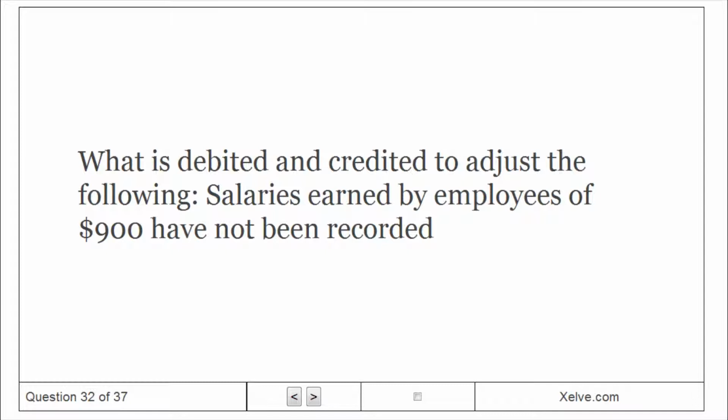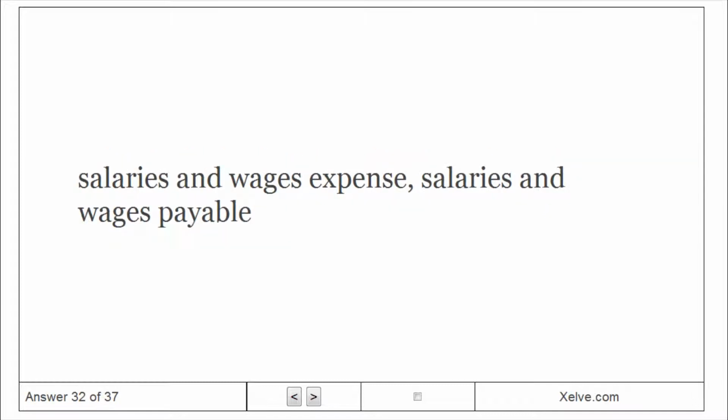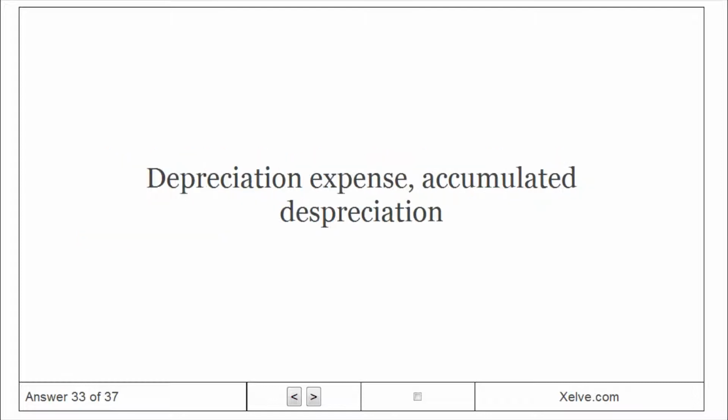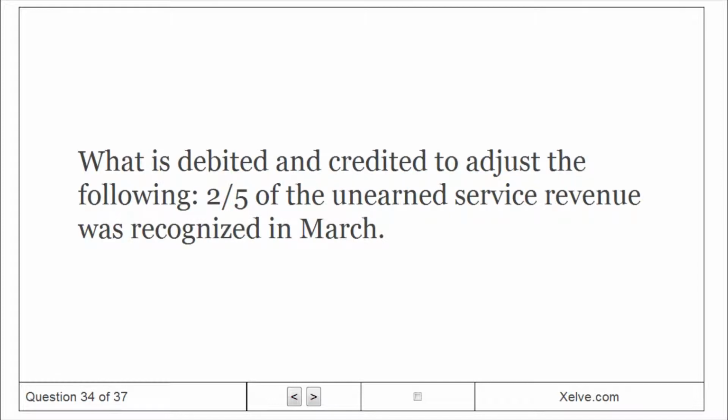What is debited and credited to adjust the following? Salaries earned by employees of $900 have not been recorded. Salaries and wages expense, salaries and wages payable. What is debited and credited to adjust the following? The equipment depreciates $200 per month. Depreciation expense, accumulated depreciation.